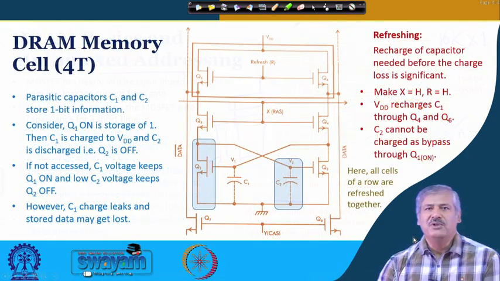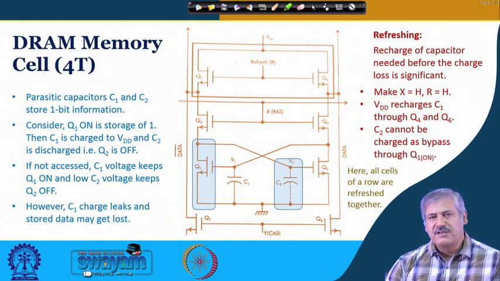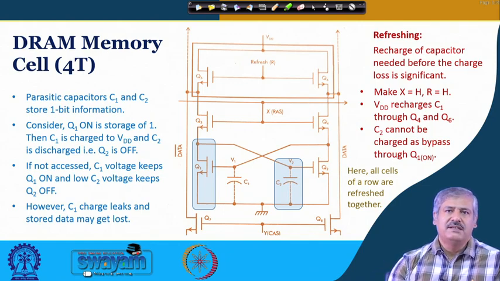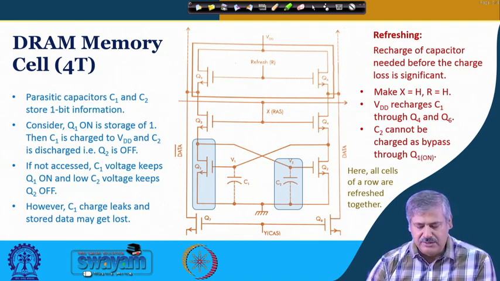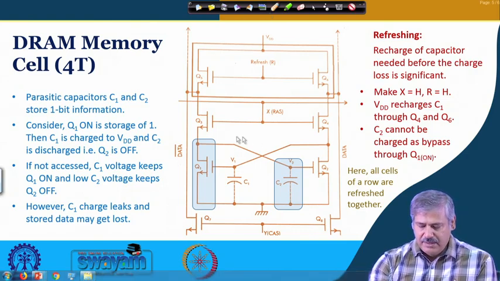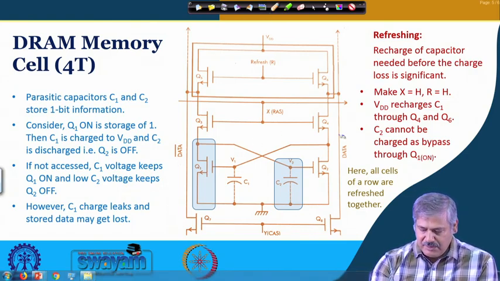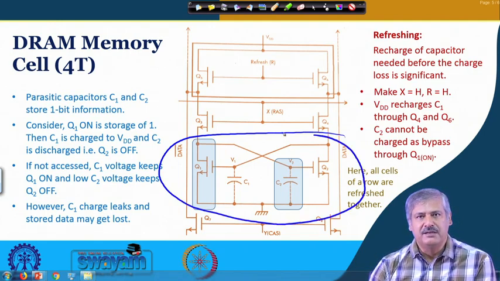Clear? Now, we look at one DRAM memory cell, which is 4 transistor based. It is somewhat similar to what we had seen in the 6 transistor MOS based SRAM cell in the last class. There are some differences that we shall also tell. So, first of all, this is the basic memory cell, whatever you see over here.